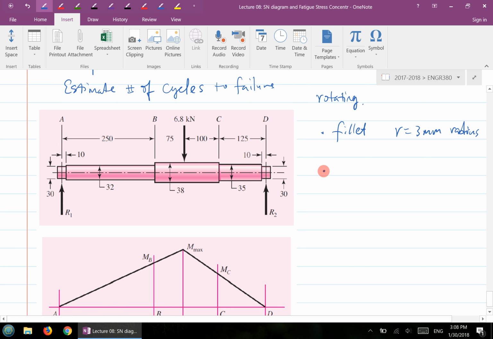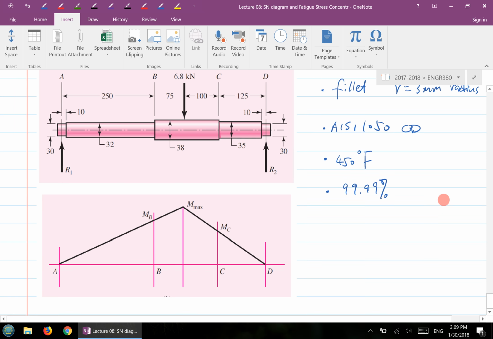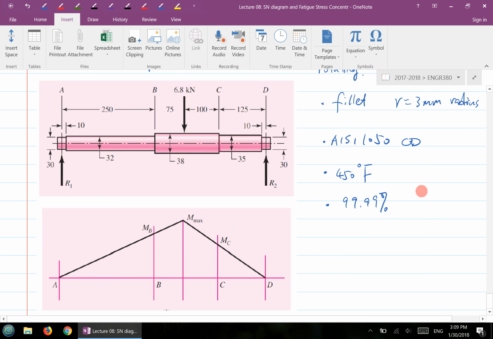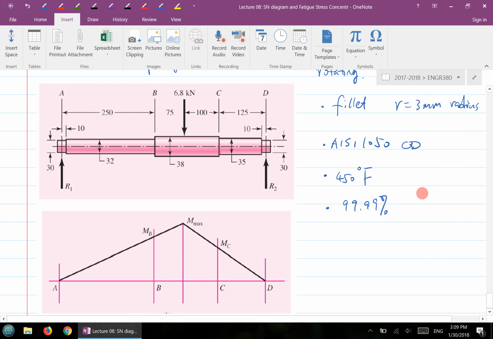Material is given as AISI 1050 cold drawn. It's operating at 450 Fahrenheit, and with a reliability of 99.99%. Okay, so with these conditions, let's see how we can proceed to find the estimated number of cycles.